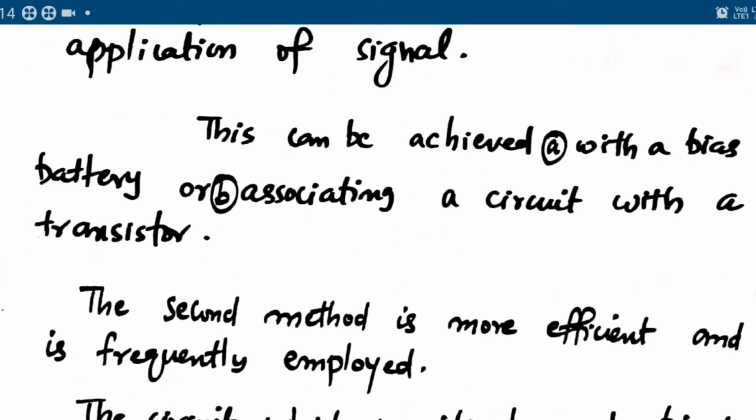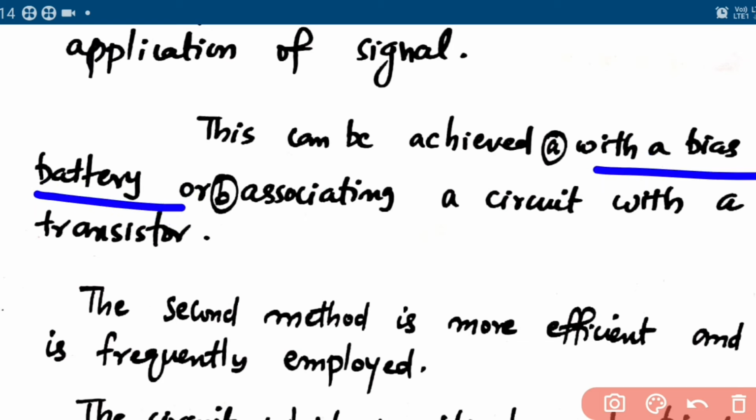This can be achieved either using a bias battery, by using 2 batteries, one in the input circuit, the other in the output circuit, so that it always maintains the forward bias of the emitter base junction and reverse bias of the collector base junction.